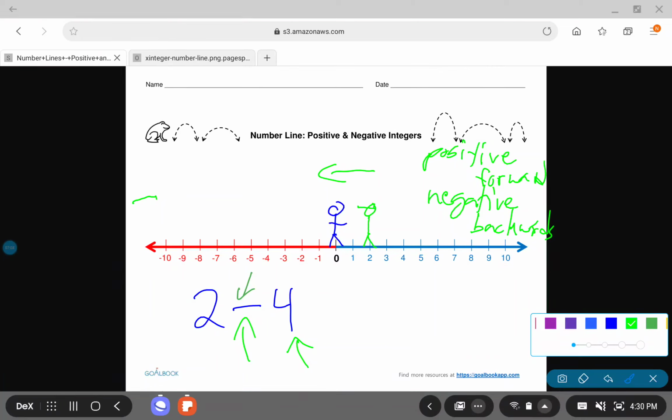All right, so going back to the problem. 2, we have him at 2. Minus, we have him facing the left direction. And now we're going forward 4 places. So we're doing a 1, 2, 3, and 4. So he walks forward 4 places, and that stops him at negative 2. 2 minus 4 equals negative 2. Okay? He started at 2. He faces the negative direction. He walks forward 4 places.